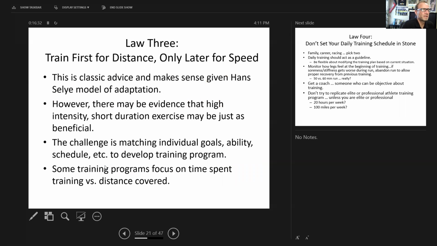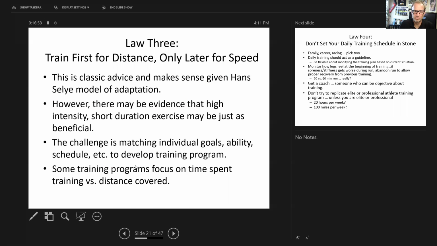Law 3, train first for distance and then later for speed. So this stays with that same idea of building a good foundation. And it's held up over the years. And doing the high intensity training, that can really help, but you really need a good foundation to work off of that. The challenge, again, is matching up individual goals, ability, and schedule to develop a training program.